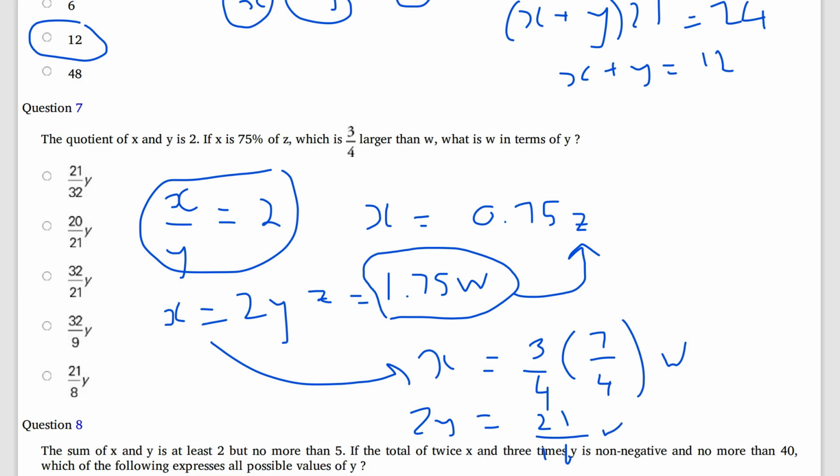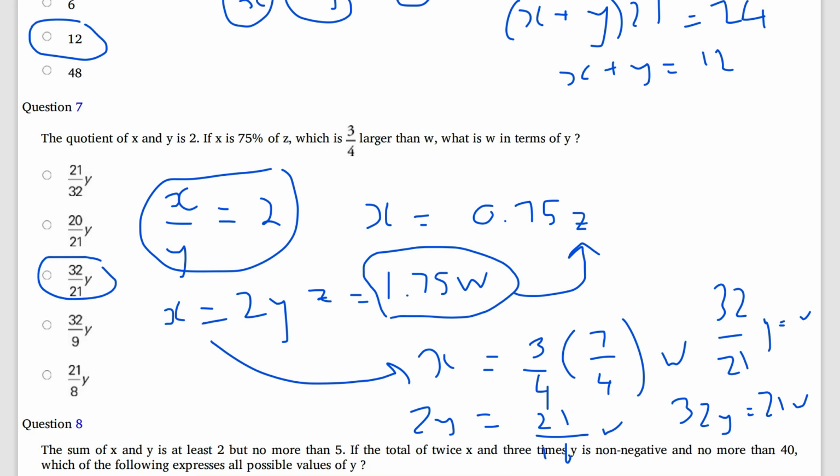And what do they want to know? They want to know w in terms of y. So they want us to isolate the w. I would times both sides by 16. So we have 32y equals 21w. And then divide both sides by 21. So the answer is 32 over 21, y equals w. In the real test, I'd strongly recommend you give yourself more space than I have done. But either way, that would be the correct answer, which is C here.